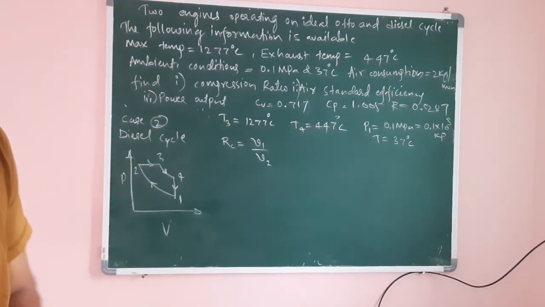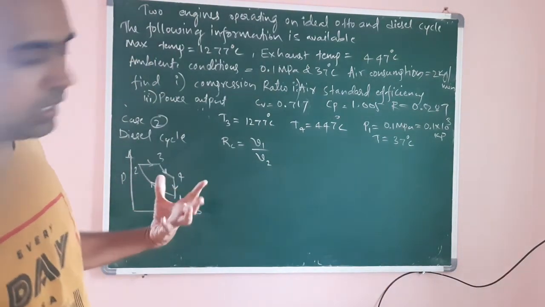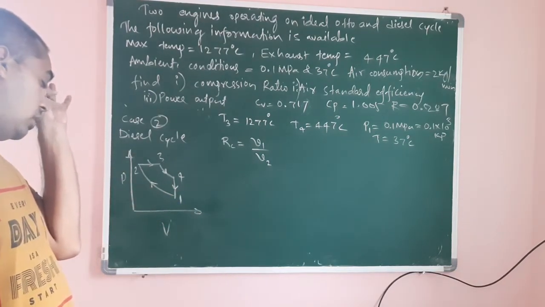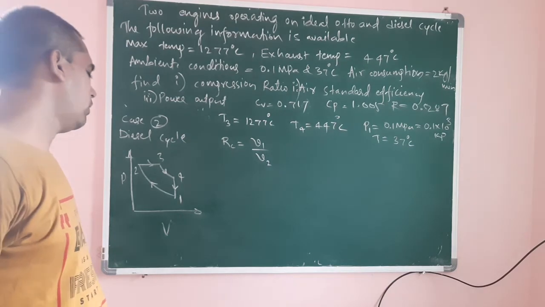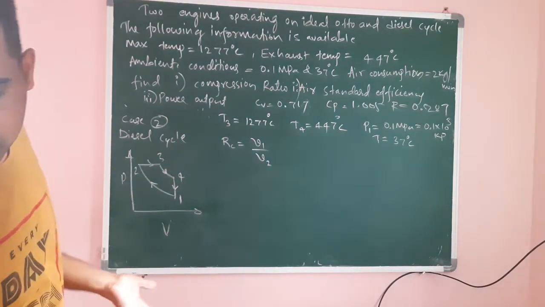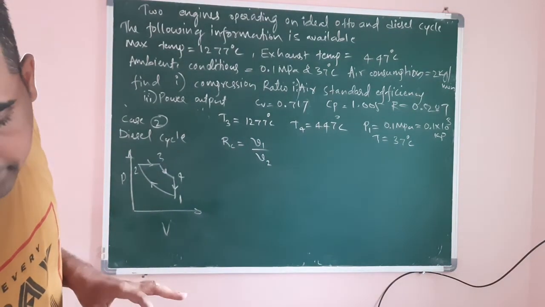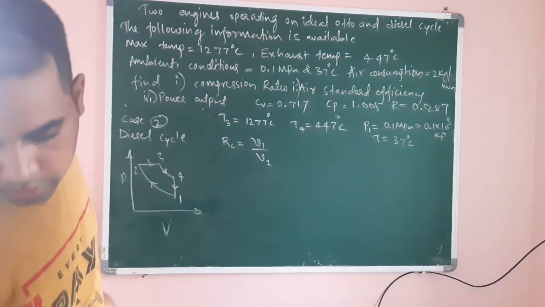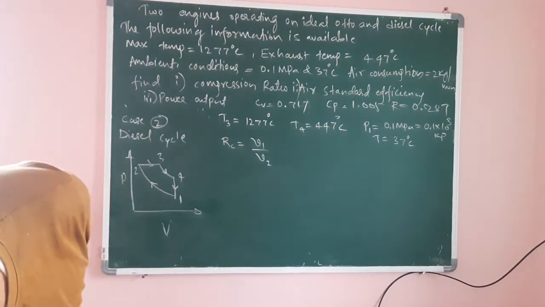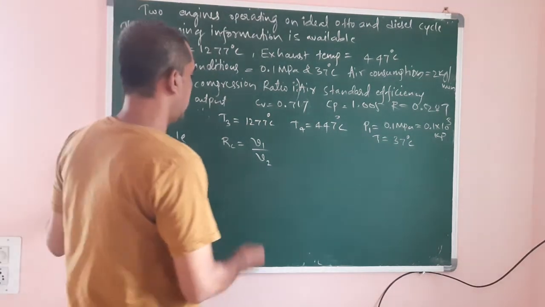We have to calculate, but we cannot calculate directly. Previously V1 by V2 was equal to V4 by V3, and since V4 was there, we calculated easily. Now it is somewhat tricky. We cannot calculate V1 by V2 directly. We have to do some things here.